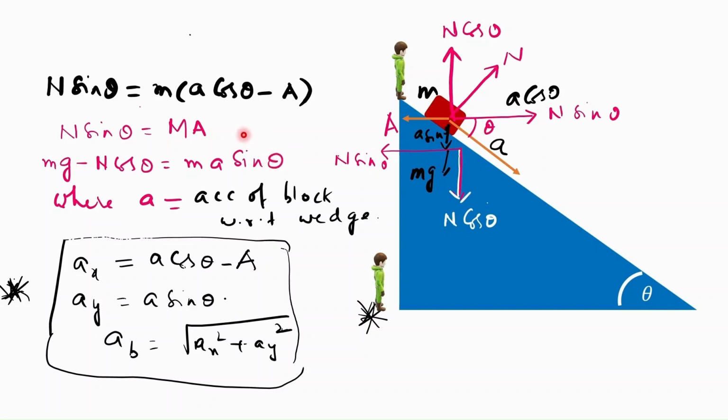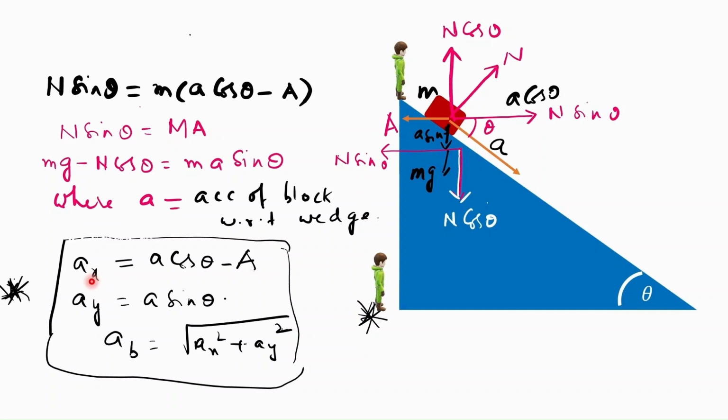Now, how many equations are we getting here? 1, 2, 3. One is for this wedge and 2 are for this block in the horizontal as well as vertical direction. So 3 equations. How many unknowns are here? N, a, capital A. 3 unknowns, 3 equations. We can solve this easily compared to the previous one.